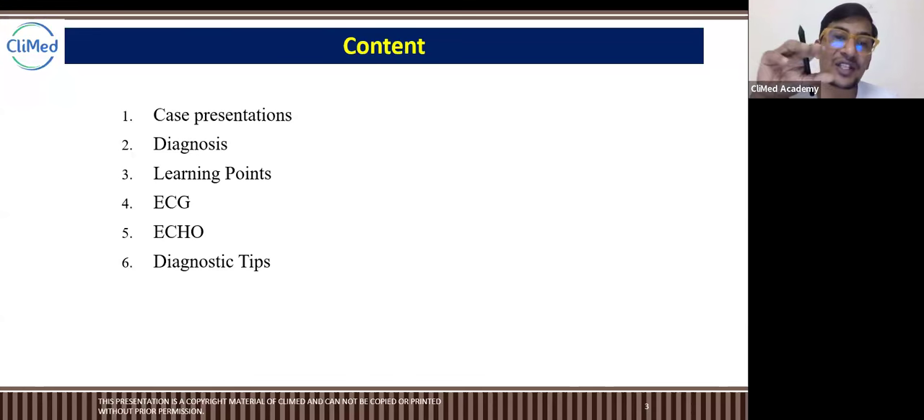In such cases we do the echo, so it shows the defect or clot or whatever is there. It shows in the stress echo, right? That is the stress test. Now we'll go to the ECG echo and we'll do that, right?